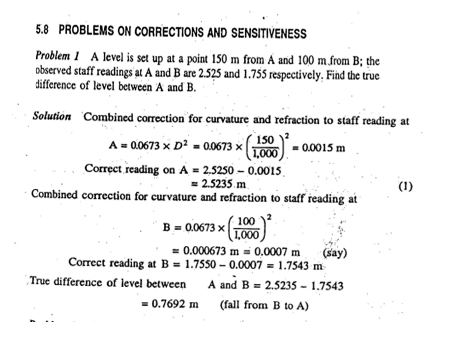Then the combined correction for curvature and refraction to the staff reading at B equals 0.0673 into 100 squared divided by 1000 squared. It is equal to 0.000673 meter, that is approximately 0.0007 meter. So the correct staff reading equals observed staff reading minus CC. Therefore, the correct staff reading is 1.7543. So the true difference of level between A and B equals 2.5235 minus 1.7543, that is 0.7692 meter. That is to say, there is a fall from B to A.